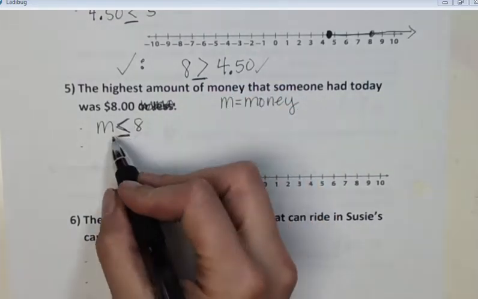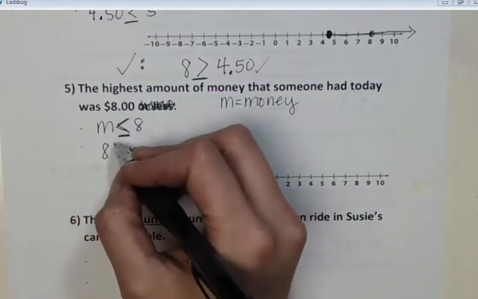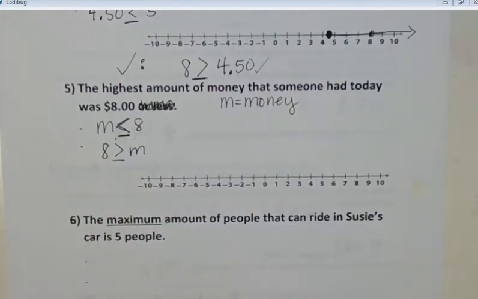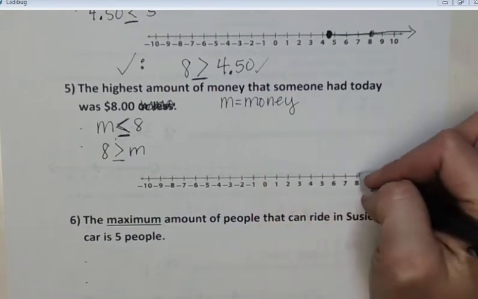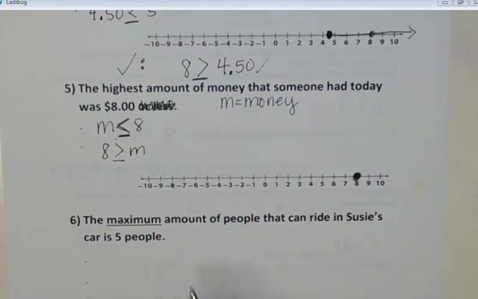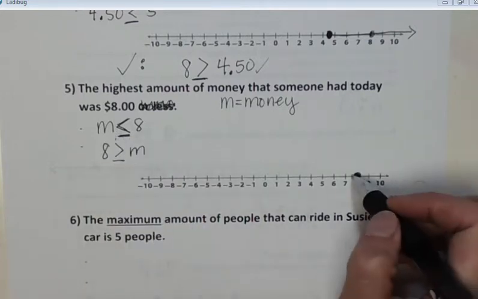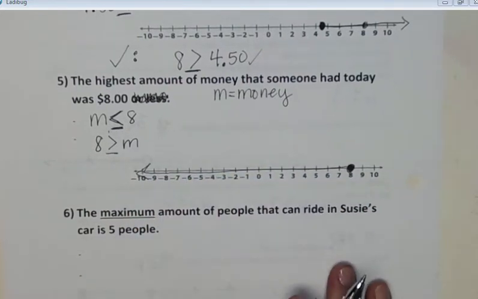Okay, now let's write it the other way. Flip your position of your variable and your integer, and then flip your sign. So 8 is greater than or equal to the amount of money that somebody would have today. So find your 8 and pick. It's going to be closed in because it's a greater than or equal to, or less than or equal to, and it's anything less than 8. All of these are possible solutions.